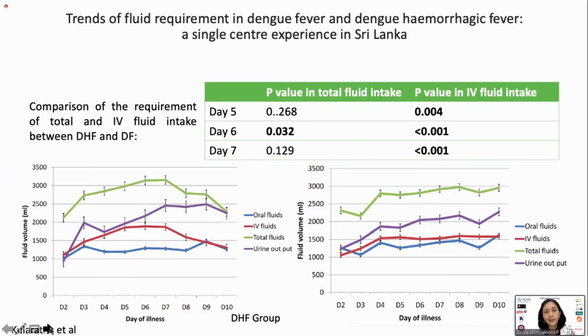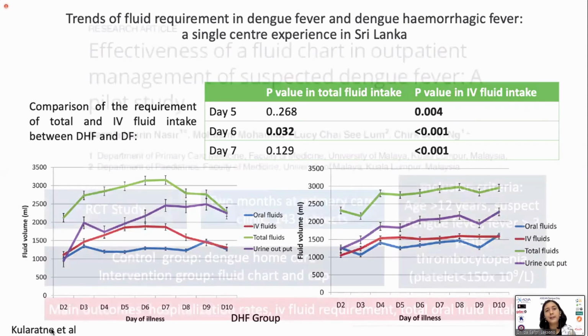This is another study in Sri Lanka, which also shows that the fluid requirement could be different between dengue fever and dengue hemorrhagic fever, where DHF needs more fluid than dengue fever.